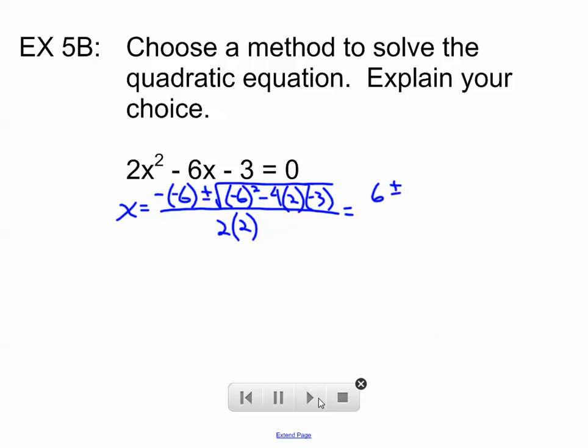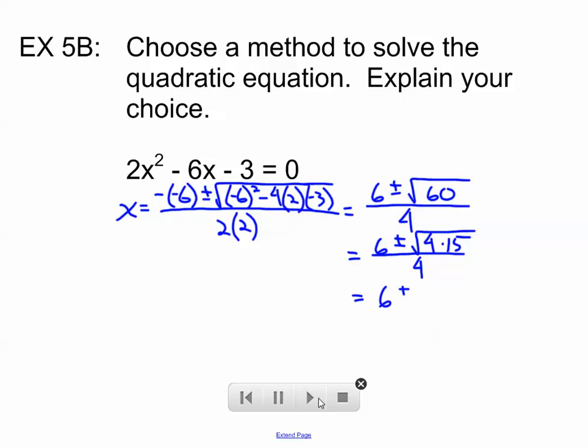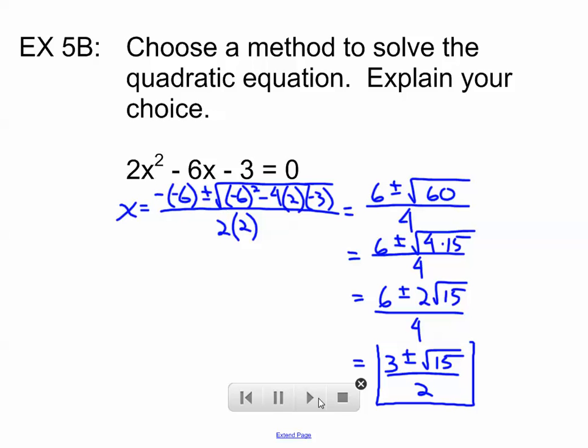We've got 36 plus 24 inside the square root sign, which is 60. We can simplify that radical. It's divisible by a perfect square, 4. And then all three of our terms are divisible by 2, so we'll just simplify. Yeah, I'm not going to touch this one with completing the square. We're not done with it yet, though.